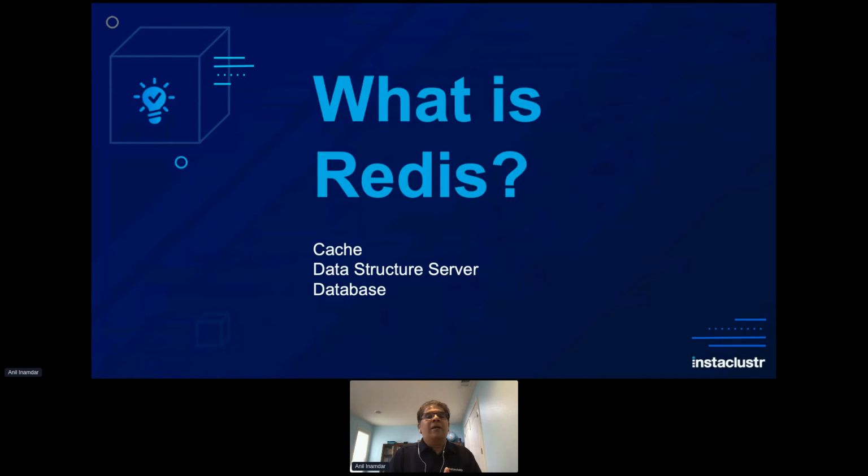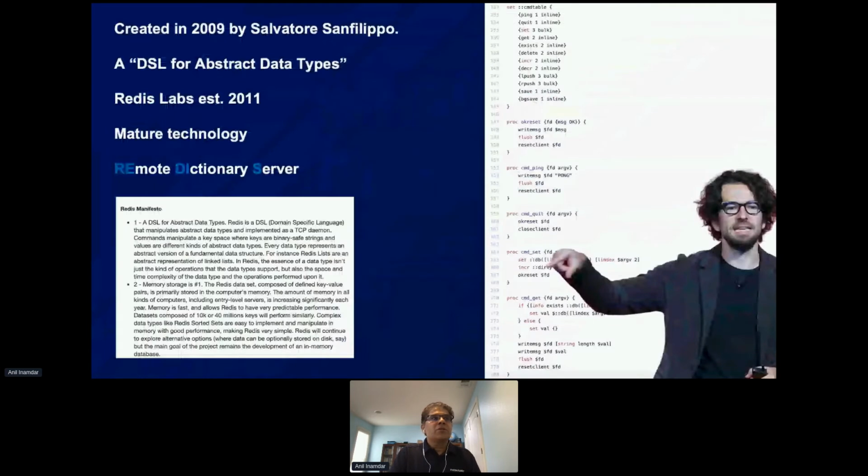Now let's take a look at a specific database, Redis, which is the topic of our discussion. Redis was created by Salvatore Sanfilippo, and it was first released in 2009. Redis is the leading open source in-memory cache and database. The name Redis is derived from Remote Dictionary Server. It is often called a data structure server because its core data types are like those found in programming languages: strings, lists, dictionaries, sets, and sorted sets.